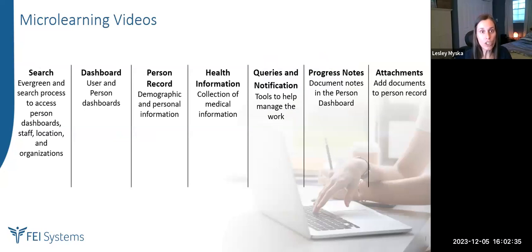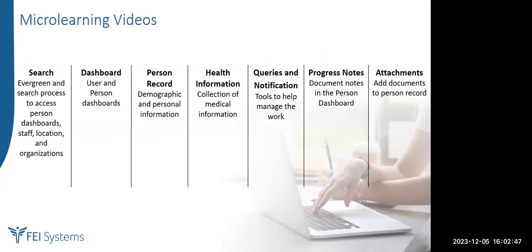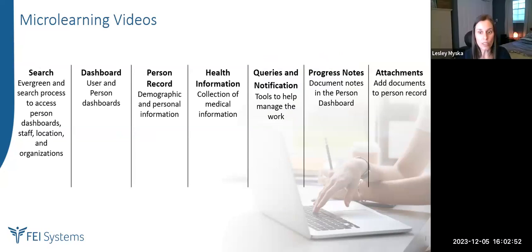Prior to this training, you should have watched the Evergreen microlearning videos. If you have not had a chance to watch those yet, or if you'd like to do a refresher, those videos have been posted to our Evergreen project website at maine.gov/dhs/EIS/Evergreen, and you'll need to go to the training page to get those videos. The videos provide training on the following topics: search, which is an introduction to Evergreen and the search process and how to access person, staff, locations, and organizations.